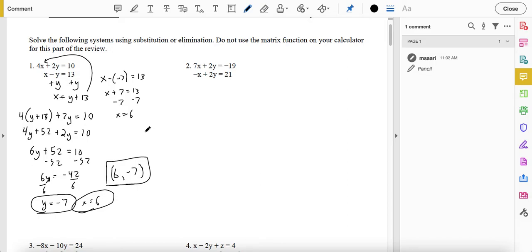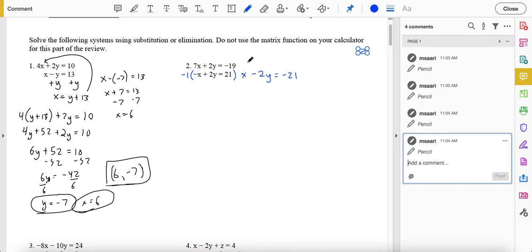All right, 2 and beyond, I'm going to be using elimination. So let's change colors. All right, elimination. So notice that the y's are already the same here, but they're not opposite signs. So I'm just going to multiply this entire equation by negative 1, and rewriting it, I've got x minus 2y equals negative 21. So I just reversed all my signs, essentially. I'm going to rewrite this one, 7x plus 2y equals negative 19.